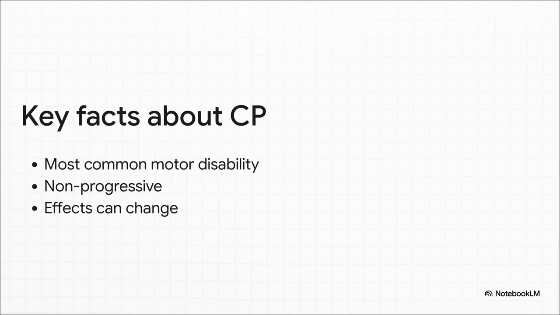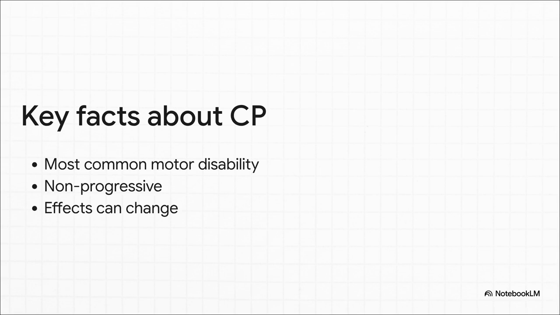Now, what's really interesting about this is the fascinating nuance to how this condition behaves as time goes on. First off, it's definitely worth noting that it is the most common motor disability in childhood. But the absolutely critical piece of information to grasp here is that it is a non-progressive condition. So what does that actually mean?